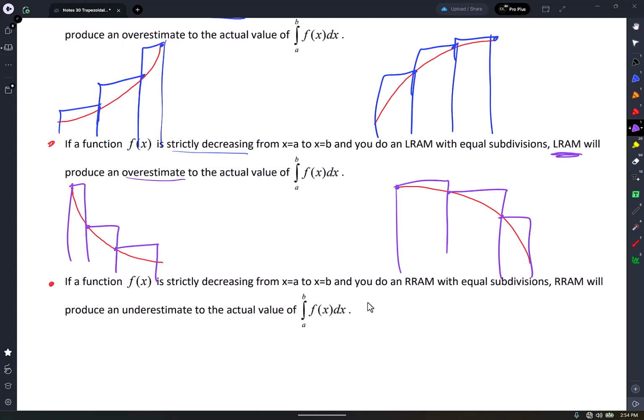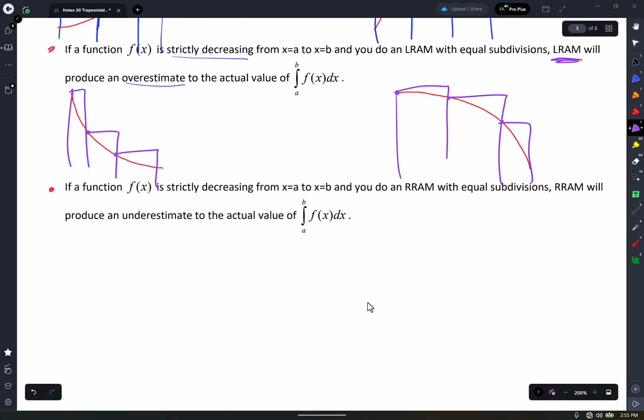But we fixed it. Are they both overestimates? Yes, they're both overestimates. LRAM does an overestimate if it's a strictly decreasing curve. Cool or not cool? Okay, let's go to the next one.